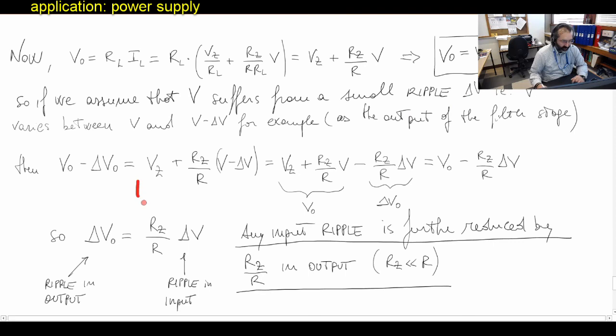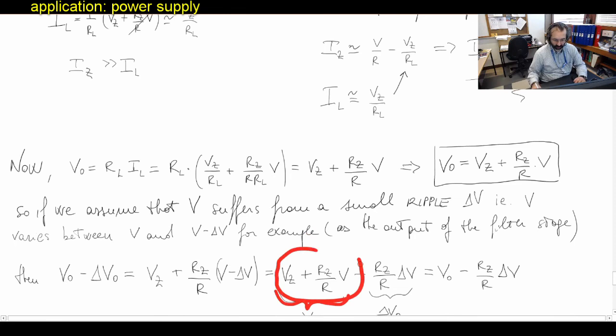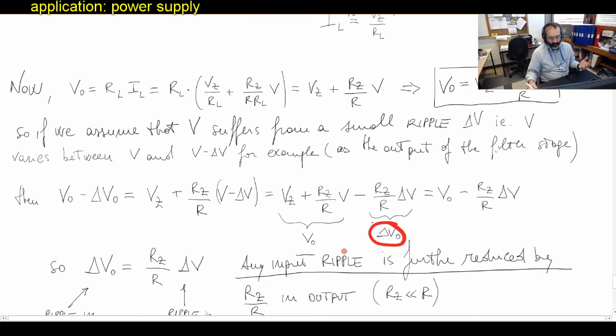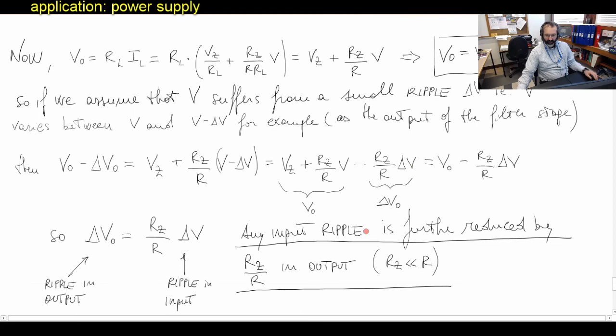So Vz plus Rz over R times V minus delta V. And so we obtain a term that contains V. As you can see, this quantity here is exactly what we called VO, the output. And there is an additional term related to delta V, the ripple. This is the corresponding ripple in the output that we get from the additional part related to the zener. So delta V O, as you can see, is this quantity.